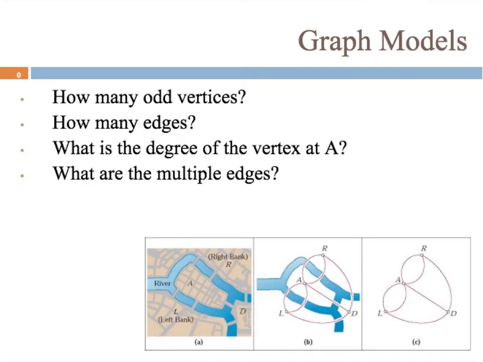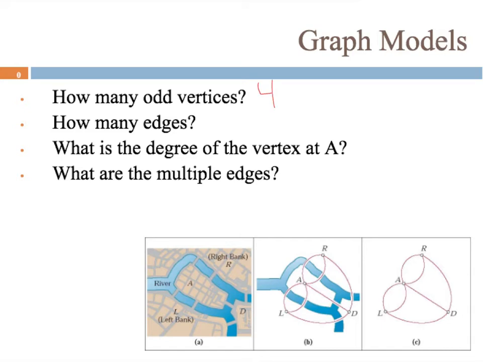Alright, so here are some example questions to go along with the diagram. How many odd vertices are there? If we look at the picture on the far right, where we've taken just the vertices and edges out, it's pretty easy to find that. We're looking for vertices that have an odd number of edges that touch them. So we have R, D is an odd vertex, and A, and L. So all four of them are actually odd. R has 3, D has 3, L has 3 edges, and A has 5 edges coming out. So our answer to that is going to be 4.